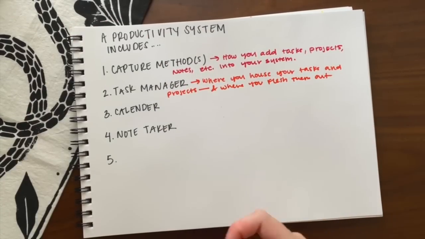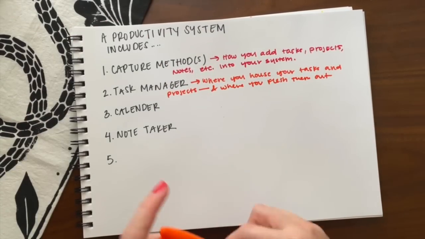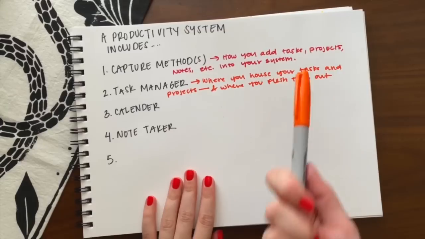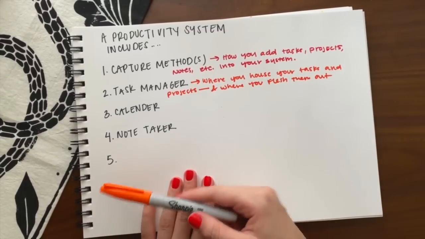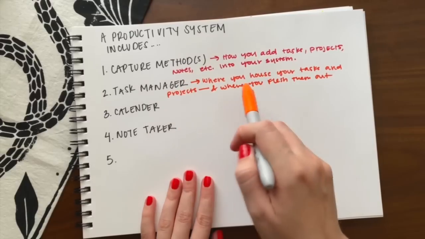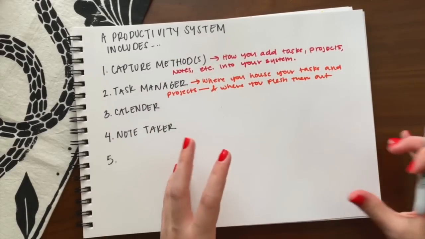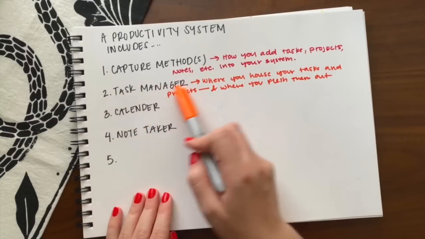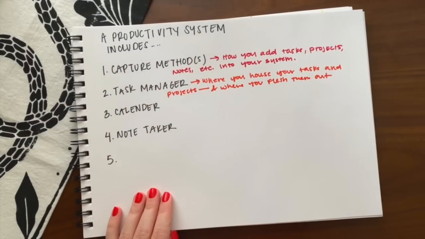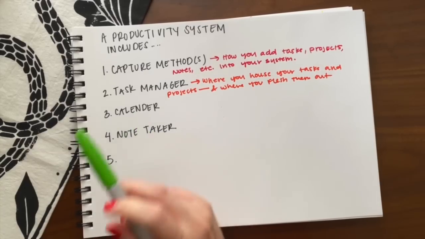So for example, your task manager might include a bunch of tiny little tasks that are just like go get milk and feed the cat, but it also might include larger projects that need much more detail to be fleshed out. And so those bigger projects and those smaller tasks should all be able to fit in one task manager. The third thing is a calendar.